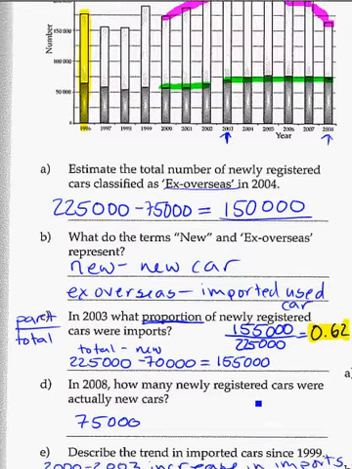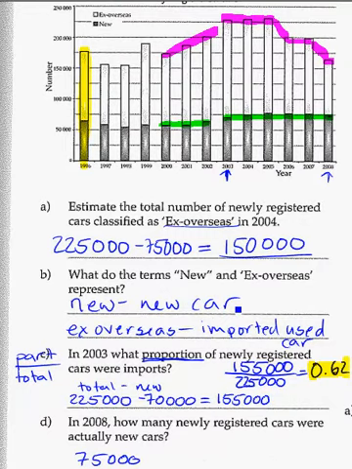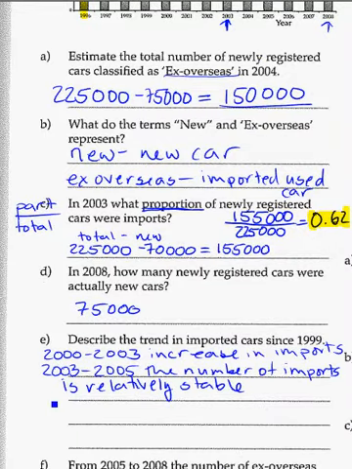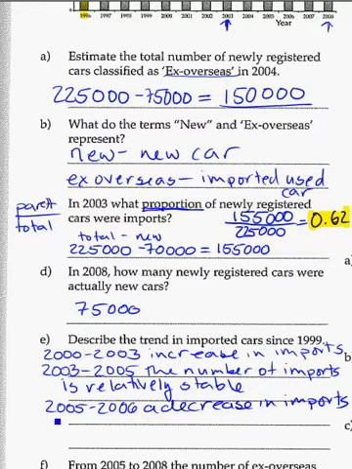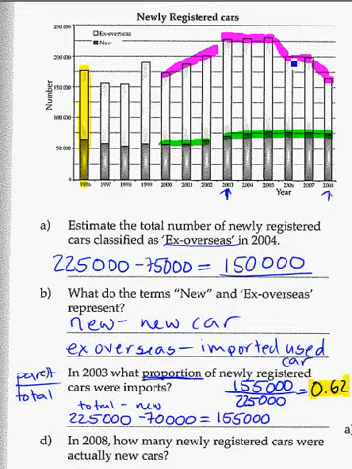And then what happens? From 2005 down to 2006, there's a decrease. So 2005 to 2006, a decrease in imports. And for 2006 to 2007, again we see steady value. It's a relatively flat graph at that point between 2006 and 2007.